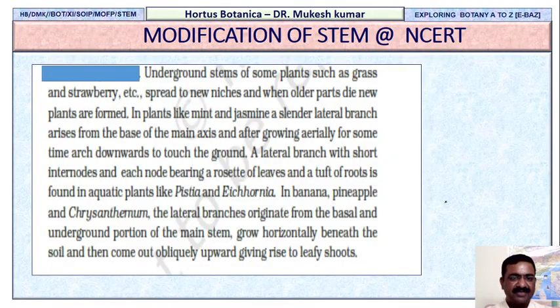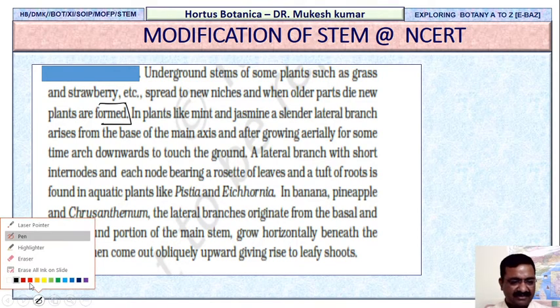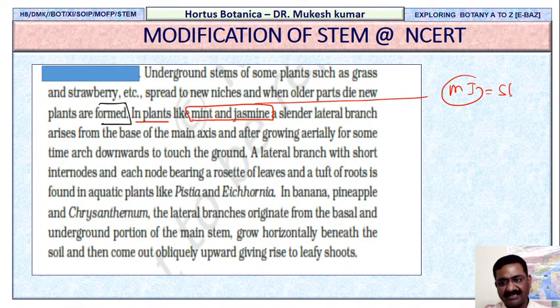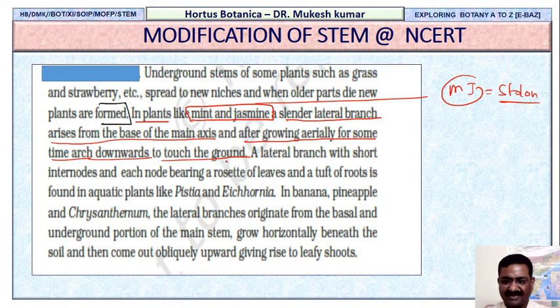Okay, now come. This is again underground, this NCERT line. We have already studied up to this line under the underground stem. Now collect the points of the sub-aerial stem. What is written? In plants like mint and jasmine, Michael Jackson, I told you MJ, and this is the stolon. Fine. Now, a slender lateral branch arises from the base of the main axis, and after growing aerially for some time, arcs downwards and touches the soil. I used exactly the NCERT line.